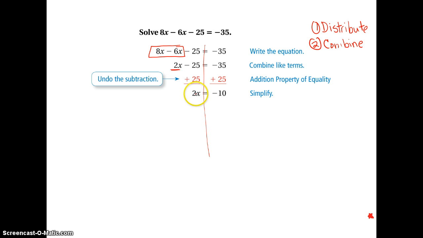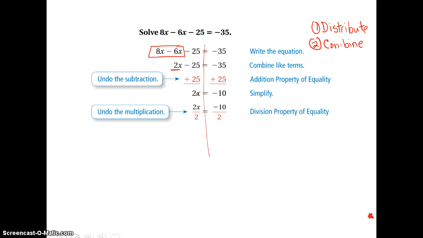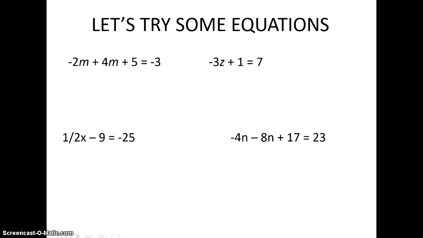Well, I have a multiplication problem right here. So the opposite of multiplying is dividing. What I do to one side, I do to the other. 2x divided by 2 is x. Negative 10 divided by 2 is negative 5. So x equals negative 5.